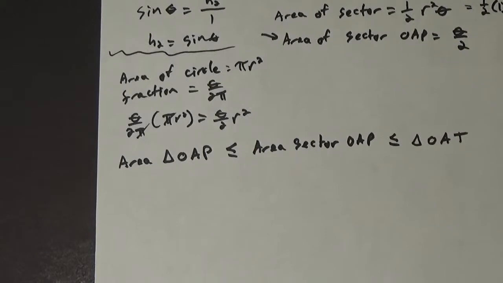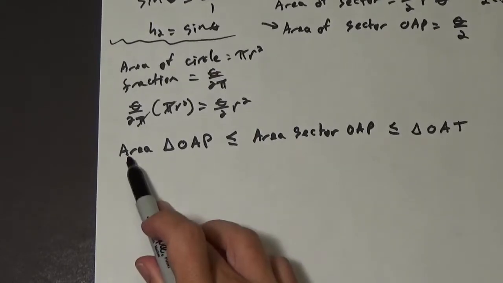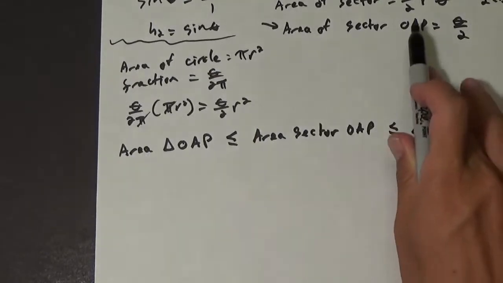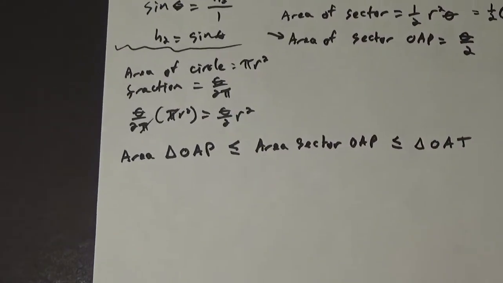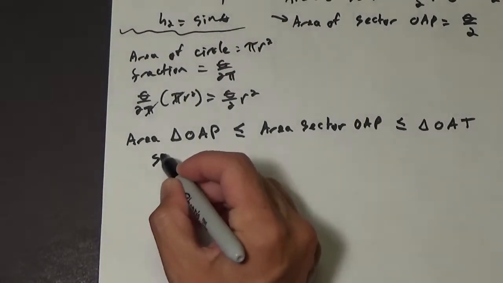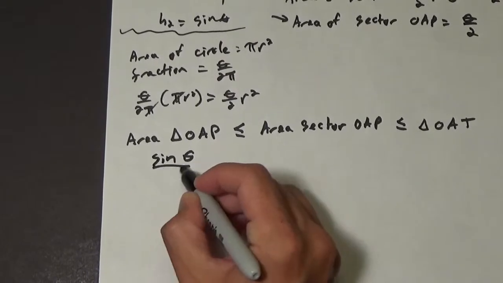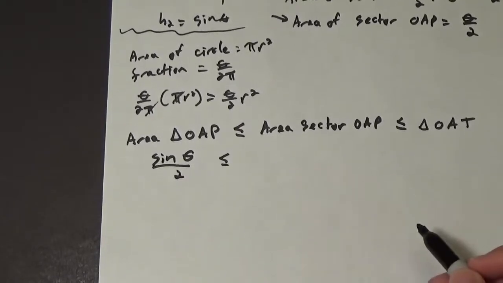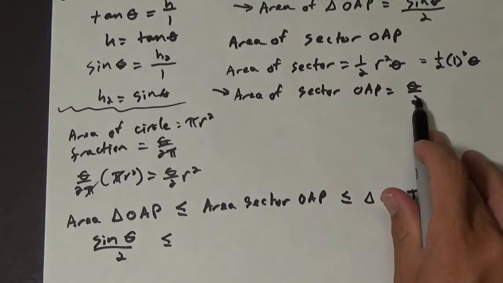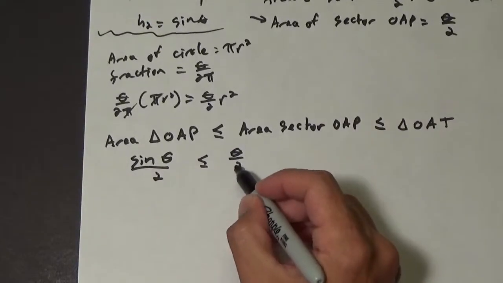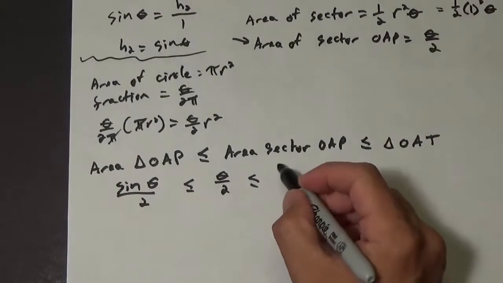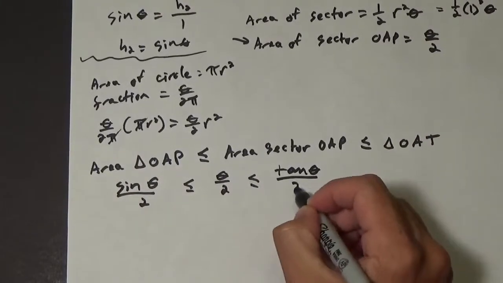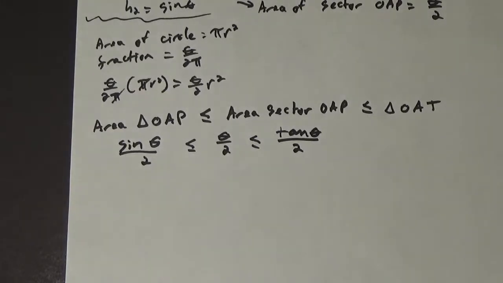So let's put in all of our pieces that we have. Area of triangle OAP, that was right up here. Triangle OAP is the sine of theta over 2. So we have the sine of theta over 2 is always less than or equal to area of sector OAP, which is theta over 2. And that's always going to be less than or equal to triangle OAT, which is the tangent of theta over 2. Alright, so now we're going to work with this.